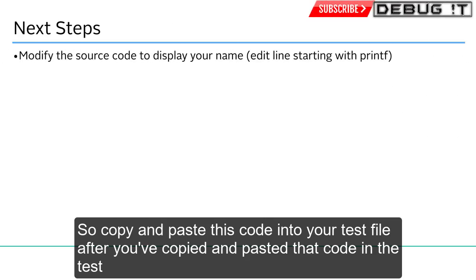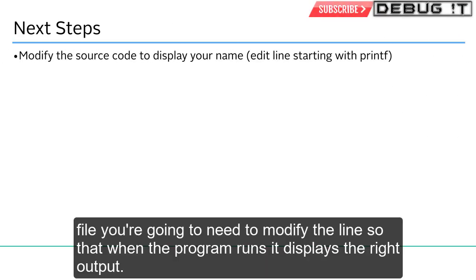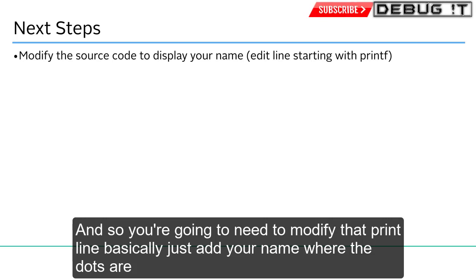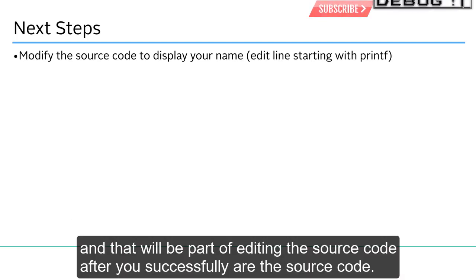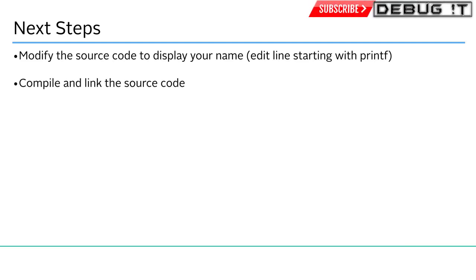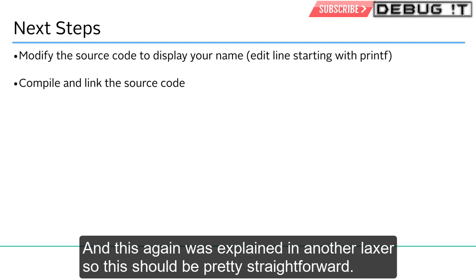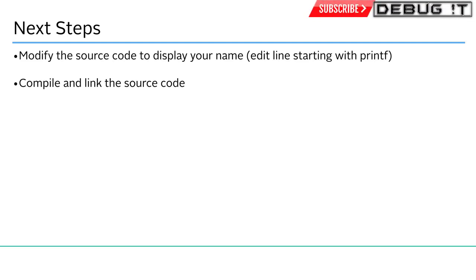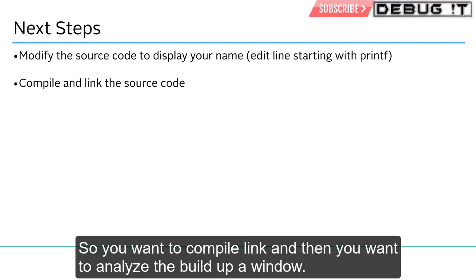After you've copied and pasted that code into this test.c file, you're going to need to modify the line so that when the program runs, it displays the right output. And so you're going to need to modify that printf line. Basically, just add your name where the dots are. And that will be part of editing the source code. After you successfully add the source code, then you want to compile and link it. And this, again, was explained in another lecture, so this should be pretty straightforward. There's menu options to build. So you want to compile and link, and then you want to analyze the build output window.